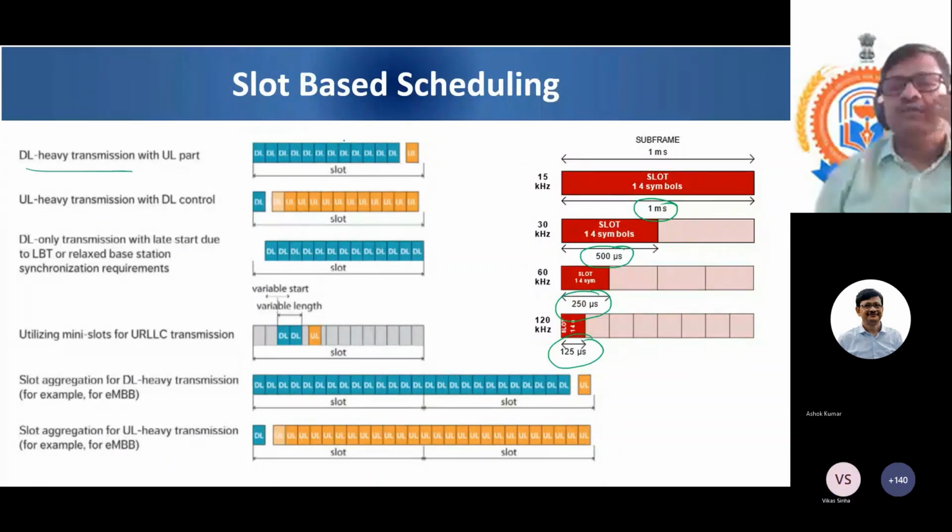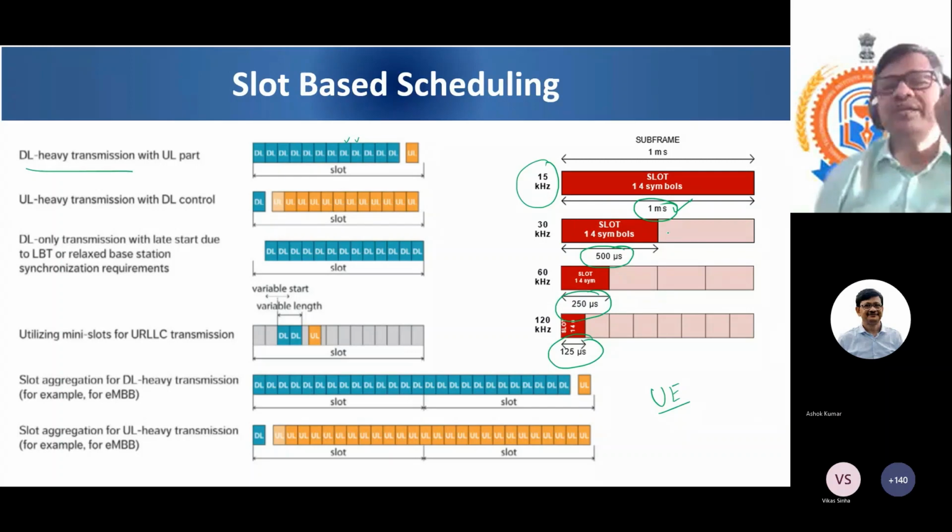Okay, so what is slot-based scheduling? Every slot duration, you allocate resources to the users, right? Suppose a user wants to use data, then you wait for the start of a slot and allocate. So if I have 15 kilohertz subcarrier spacing, that means every millisecond I'll be allocating resources in frequency and time domain to the user equipment, right? If I have 30 kilohertz, then every half millisecond I'll be doing that. Whatever my slot duration, I'm allocating it.